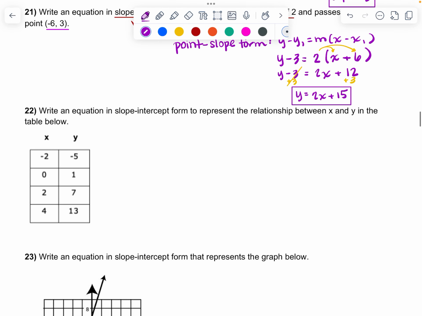All right, going back to our review. All right, write an equation, again, slope-intercept form. So y equals mx plus b.